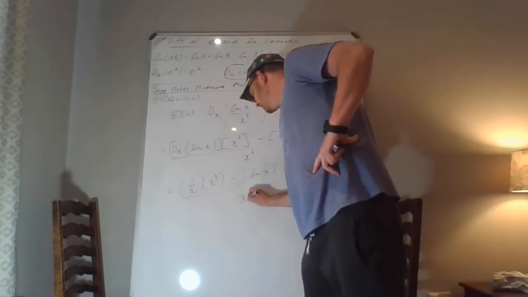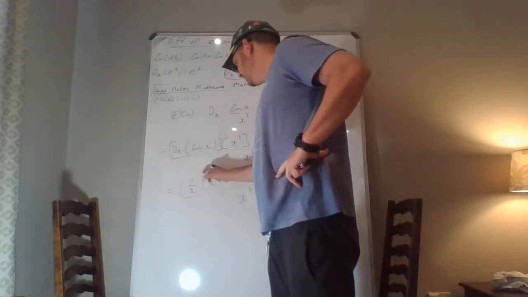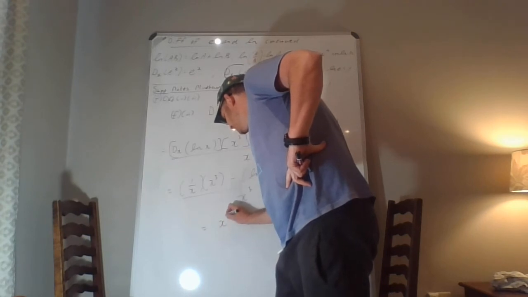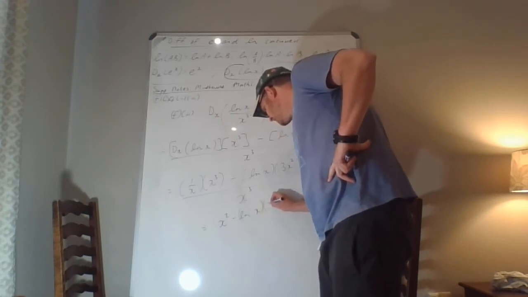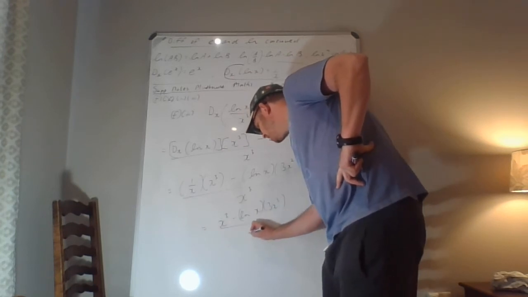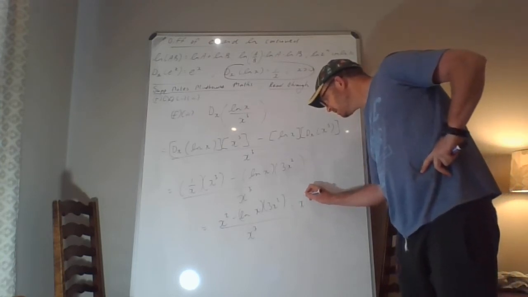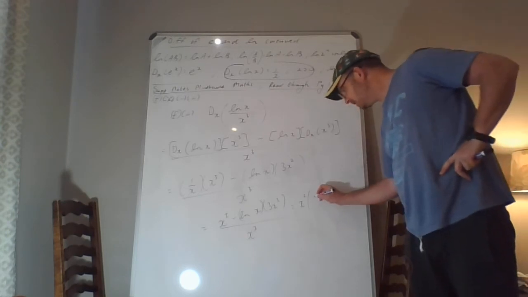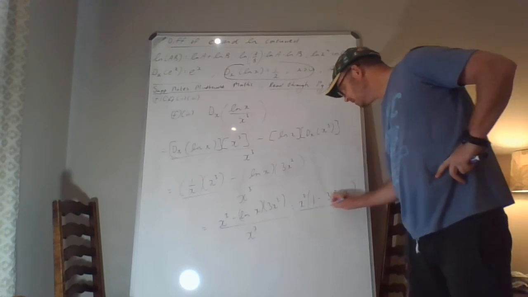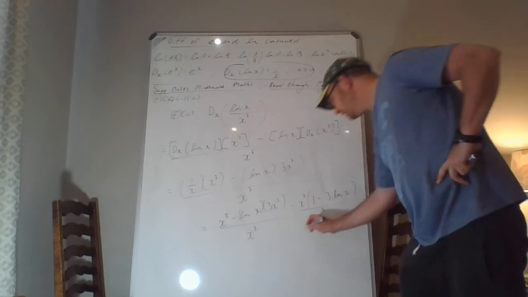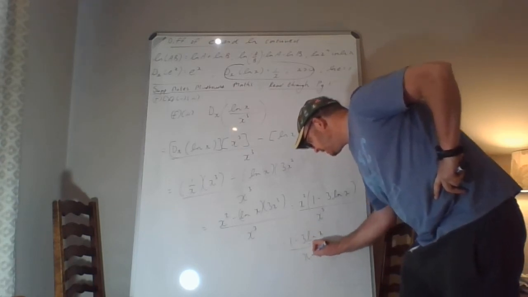The whole thing over x cubed, and we can make it prettier. If you multiply these two together, you end up with x squared minus ln x times 3x squared over x cubed, and we can even make it nicer, much nicer, if we take out 8x squared, and then we are left with 1 minus 3 ln x over x cubed, and that becomes 1 minus 3 ln x over x.